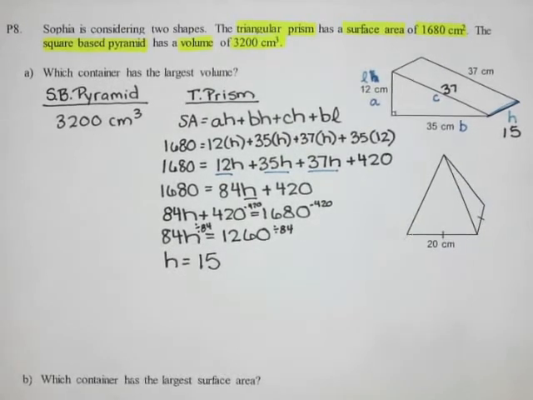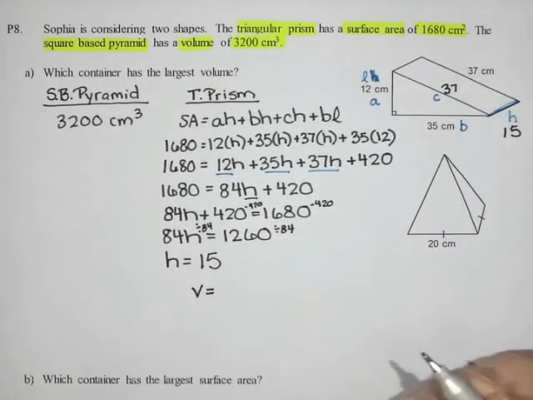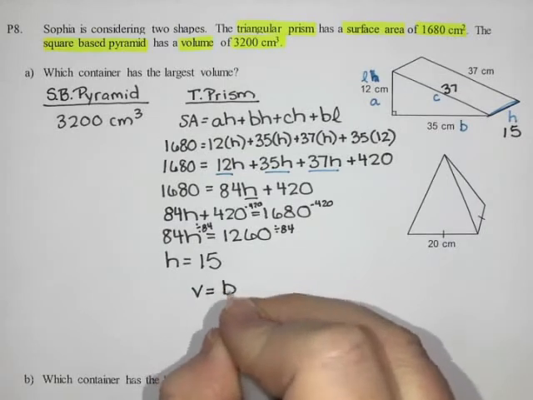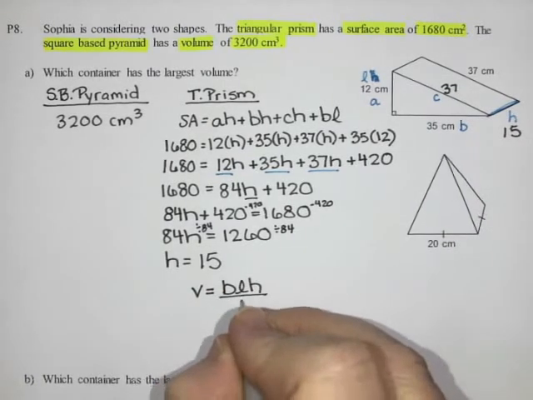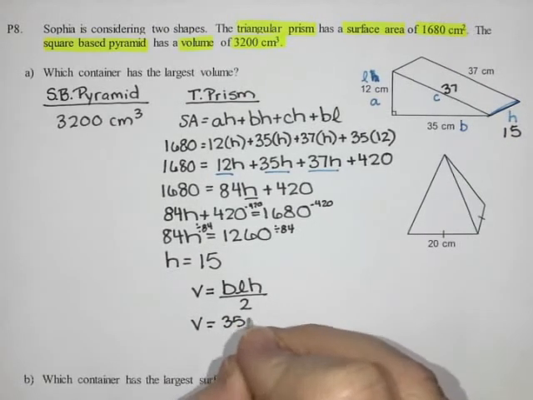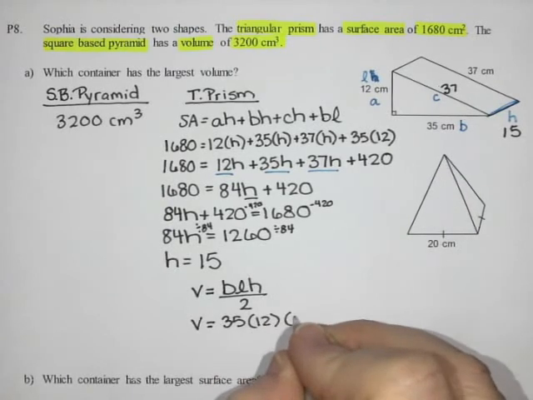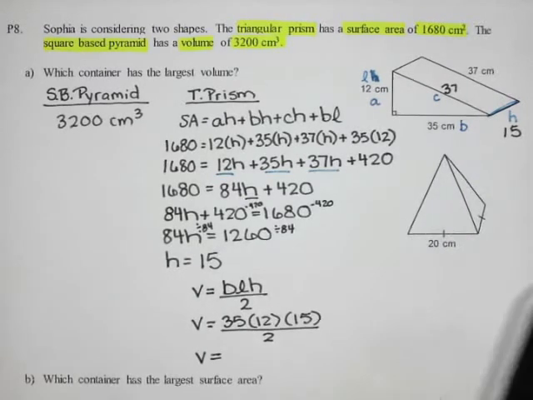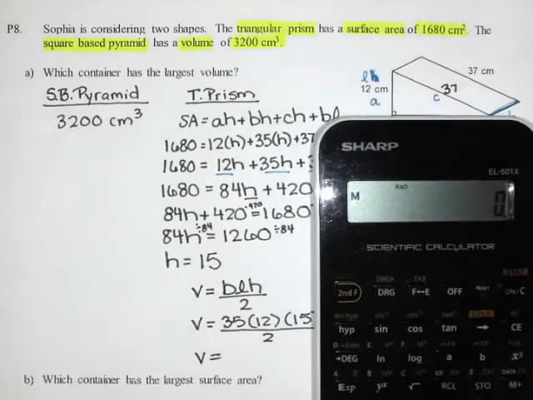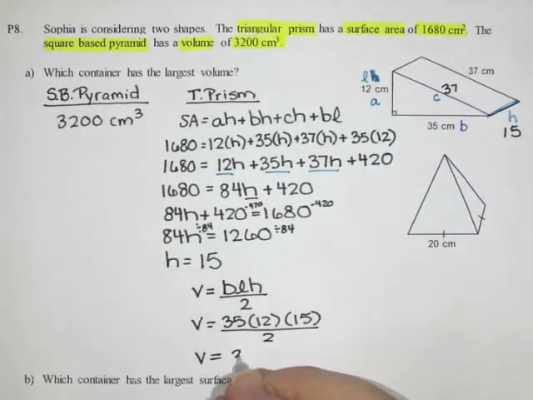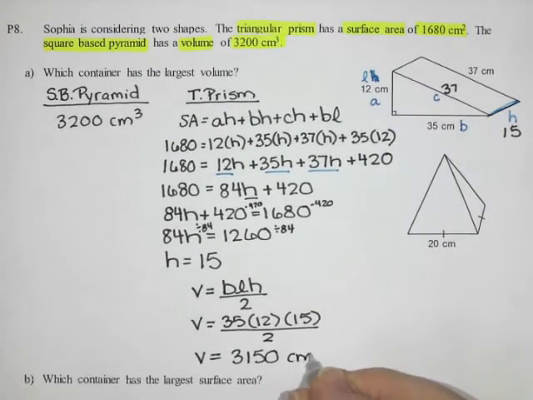So I still need to find the volume. So volume of a triangular prism is base times length times height divided by 2. So our base is 35, the length is 12, and the height is 15, and then that is all divided by 2. So my volume is 35 times 12 times 15 divided by 2, which is 3,150. And that is centimeters cubed.